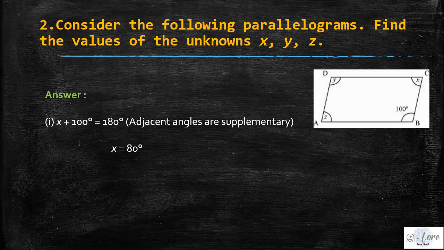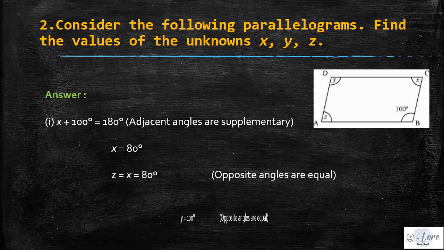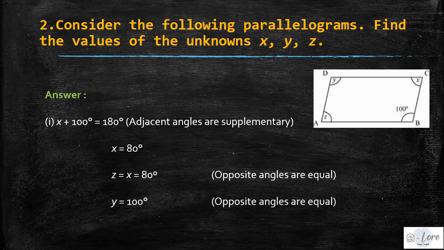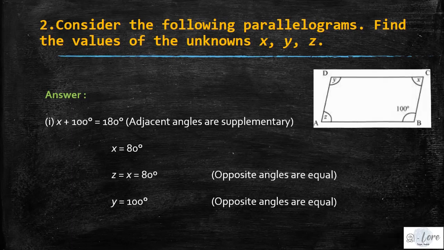If x is equal to 80, what is the value of z? We know the concept: z and x are opposite angles, and opposite angles of a parallelogram are equal. So z is also 80 degrees. What about y? y is opposite to angle B, which is 100 degrees. Here we are simply applying the properties of adjacent angles and opposite angles.